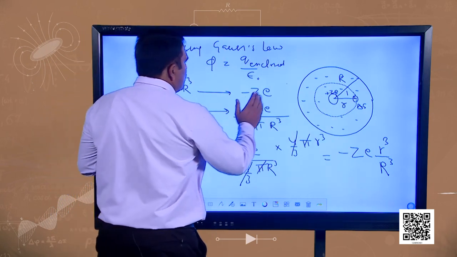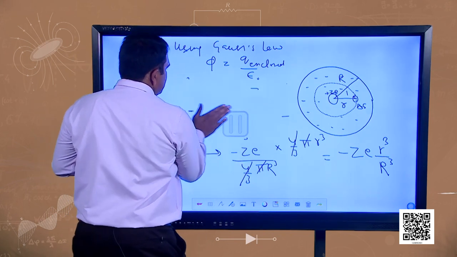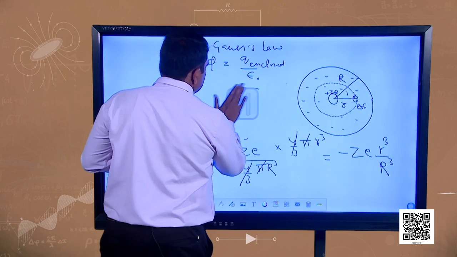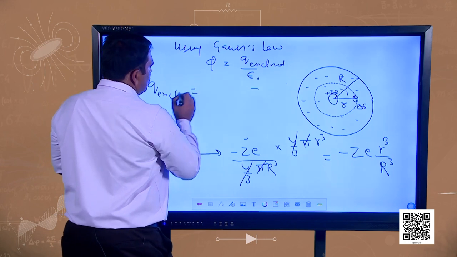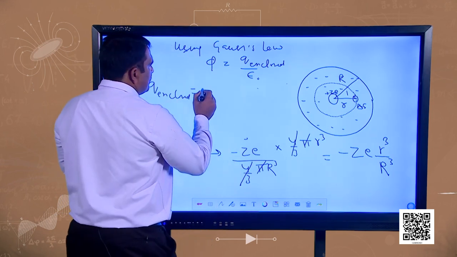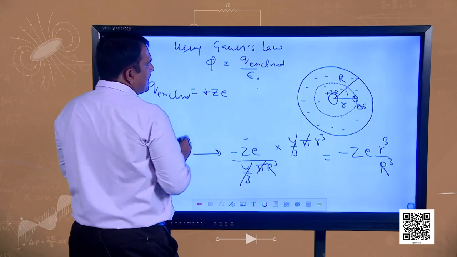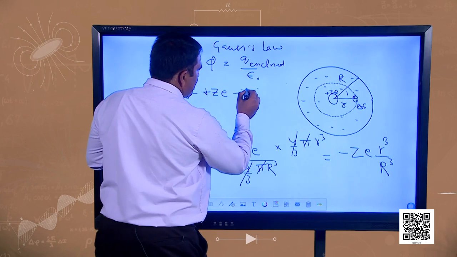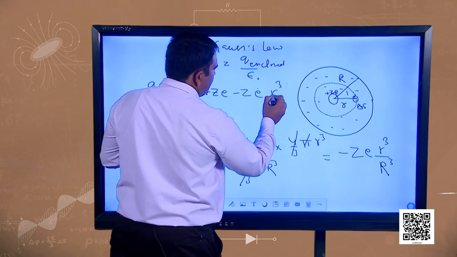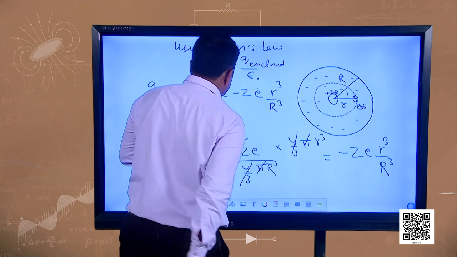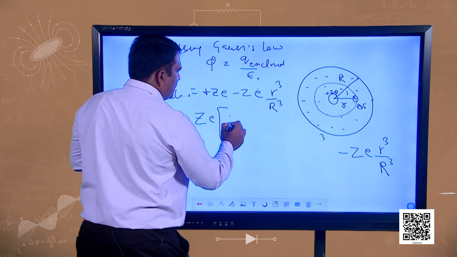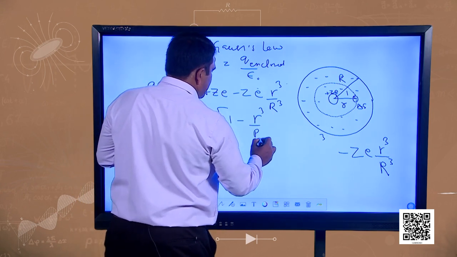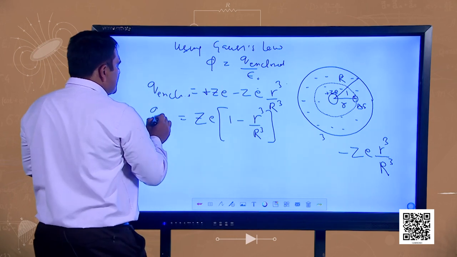Now we can find the total charge enclosed. Q enclosed will be equal to the positive charge of the nucleus, plus Ze, and the negative charge, minus Ze r cube by capital R cube. Taking Ze as common, we get Ze times 1 minus r cube by capital R cube. This is the total amount of charge enclosed.